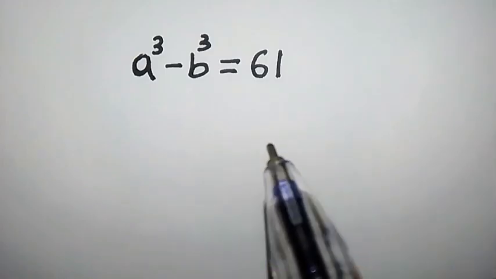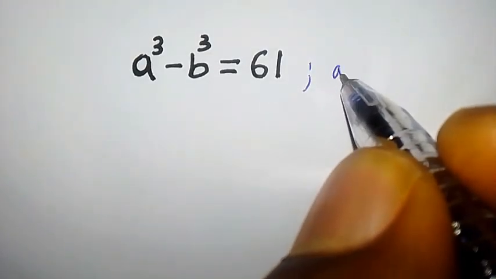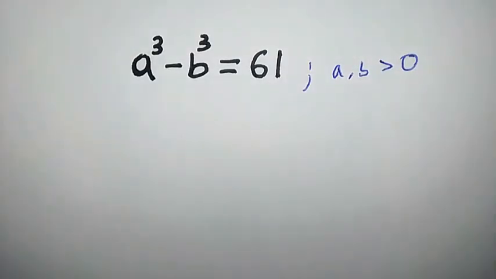A to the power of 3 minus b to the power of 3 equal to 61. Before we go ahead with solving, we have a condition, and our condition is that a, b is greater than 0. Now, let us proceed further.